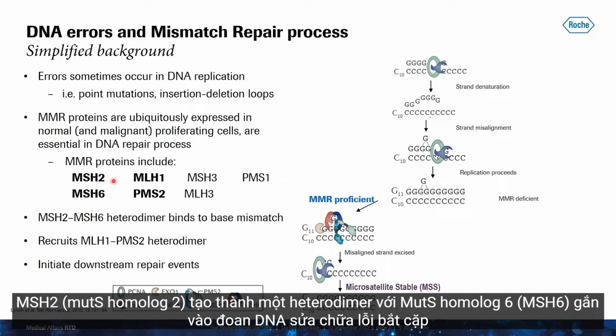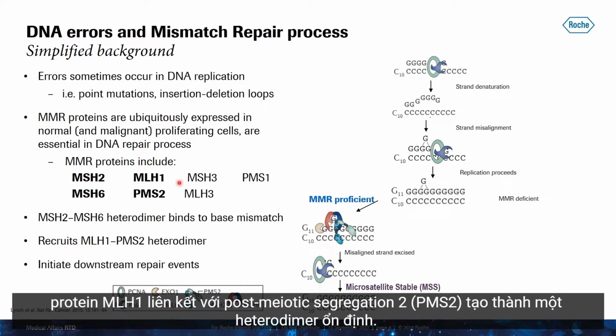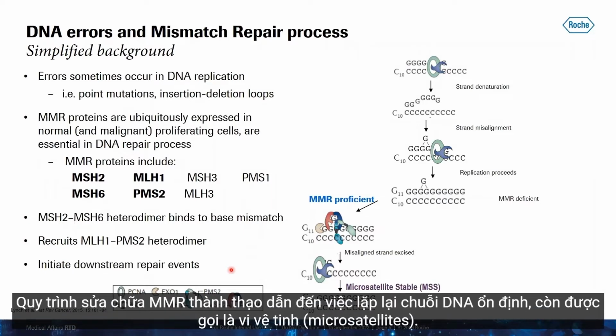The MSH2 or mut-S homolog 2 forms a heterodimer with mut-S homolog 6 to bind to the base mismatch, and recruits mut-L homolog 1, which forms a stable heterodimer with post-meiotic segregation 2 or PMS2, which together initiate downstream repair events. In a proficient MMR repair process, this generally results in stable DNA strand repeats, or what is called microsatellites.